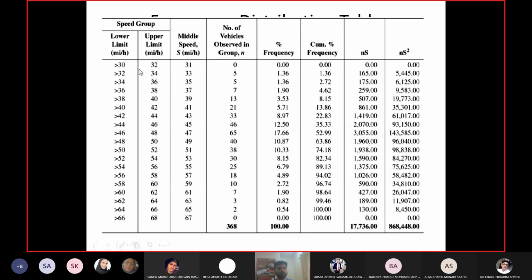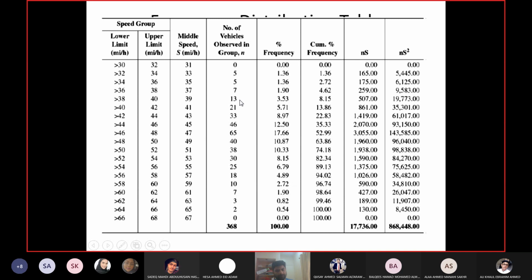So you can see this is the speed group here. The first two columns are the speed group. So the speed group is 30 to 32, then 32 to 34, 34 to 36, 36 to 38. And for each group, you have the frequency here, the number of values in that group. So how many vehicles were driving between 30 to 34? 5. How many vehicles were driving between 38 and 40? 13.